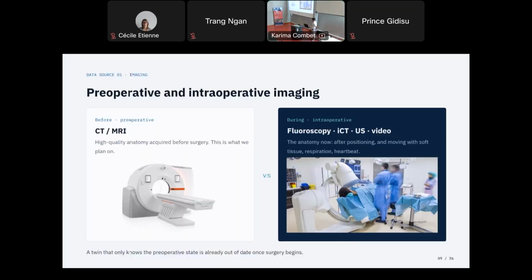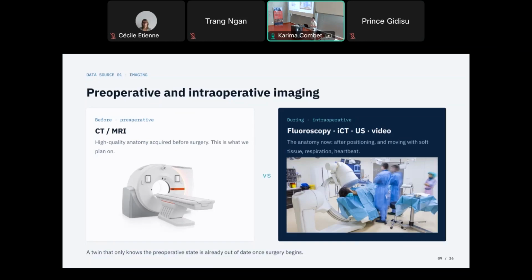The first data stream, the classical one, is medical imaging, which is always used as the backbone of the twin. It comes in two forms: preoperative imaging, like CT scans, MRI, and so on, acquired before the intervention. It gives us a detailed, high-quality picture of the patient anatomy. This is what we use to plan.